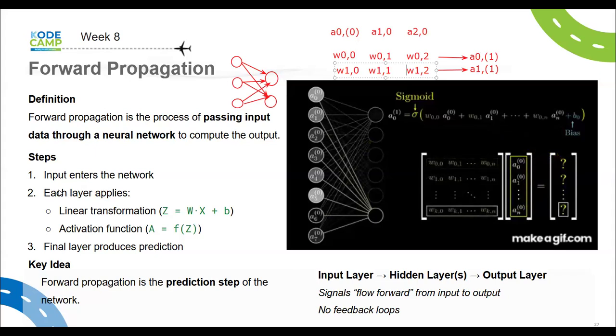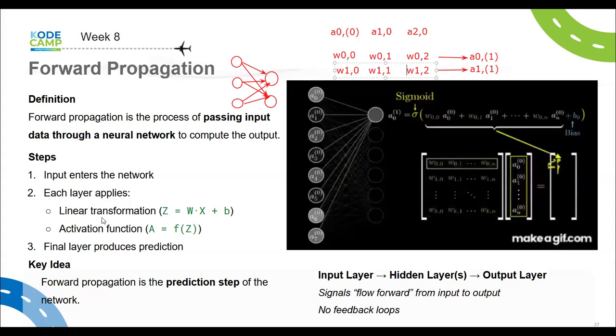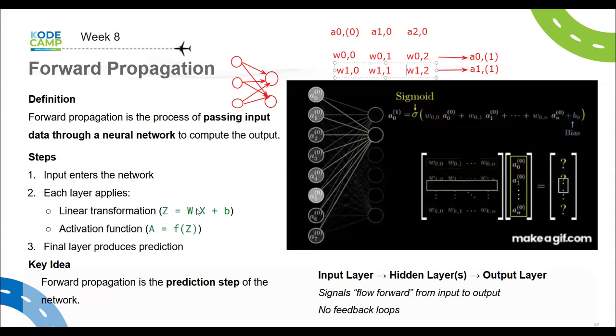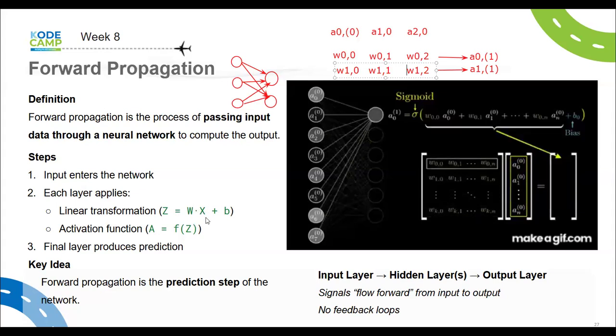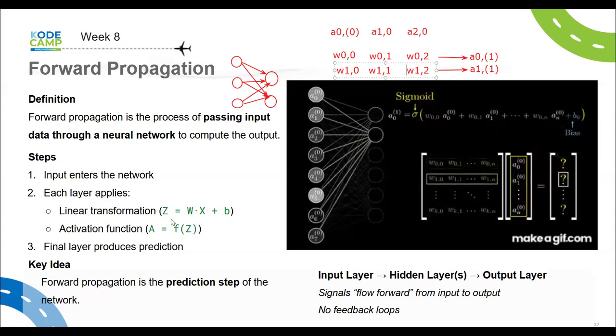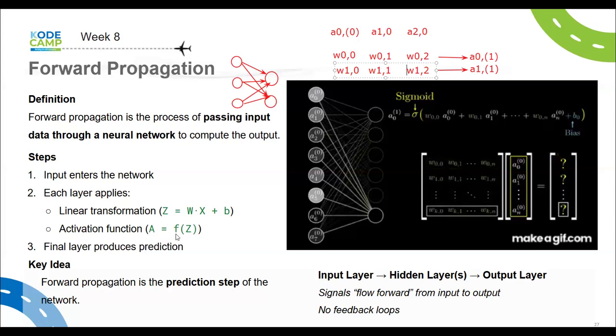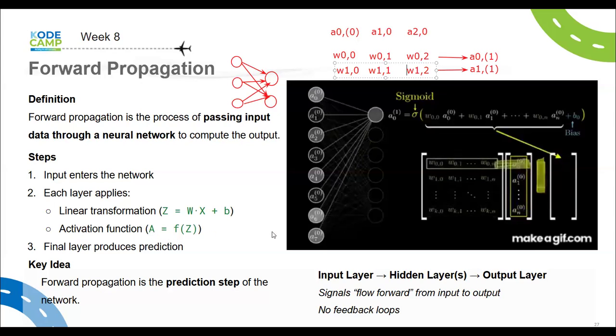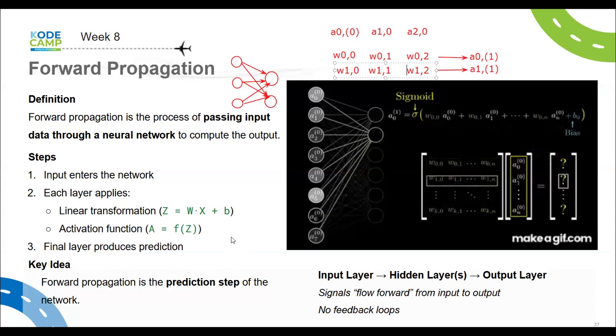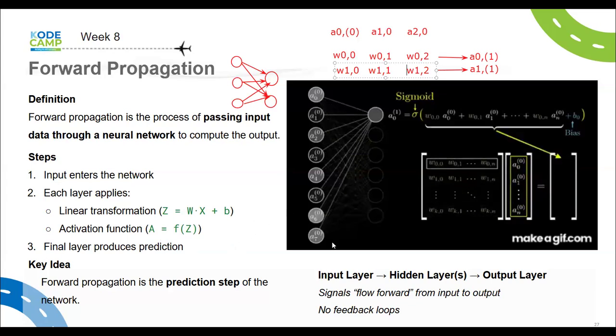So typically, the input enters the network, then each layer applies that linear transformation. And that linear transformation is a Z, which is a weight matrix multiplied by the input vector or matrix, as the case may be, plus the bias. And then that Z is now passed through the activation function F. That gives you the A, which is the activation for that hidden layer. The final layer then produces a prediction. So what's actually going on in a deep neural network is this thing that you're seeing, but across multiple layers. This is just one layer.